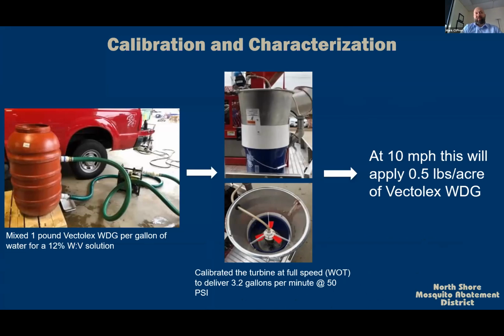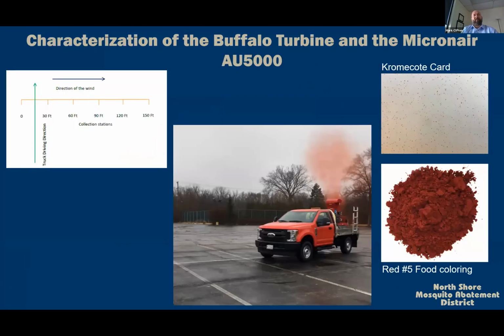Then you have to mix and calibrate the material. We calibrated this for about 3.2 gallons per minute at 50 PSI. And at 10 miles an hour, this will apply just about half a pound of VectoLex per acre. So that's our final application rate when everything is calibrated and set up.